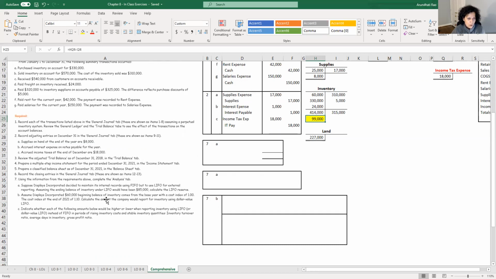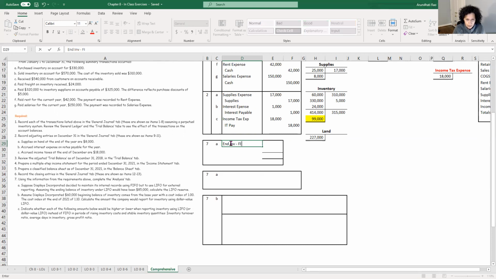Okay? So then further they tell you, assume that the ending balance for inventory under LIFO would have been 85,000. Okay, so they're giving you the amount it should have been if they'd used LIFO instead. So we're not going to do any calculation, they've just given us those numbers. So I will write over here, ending inventory under FIFO.